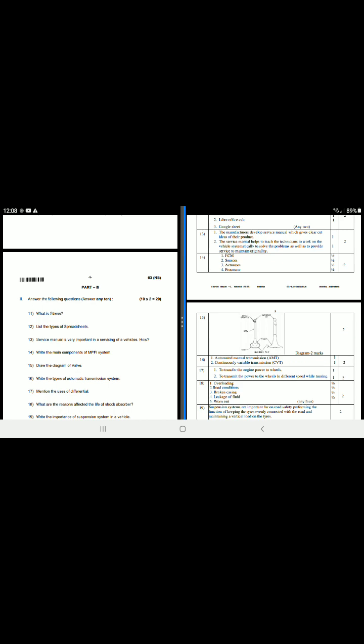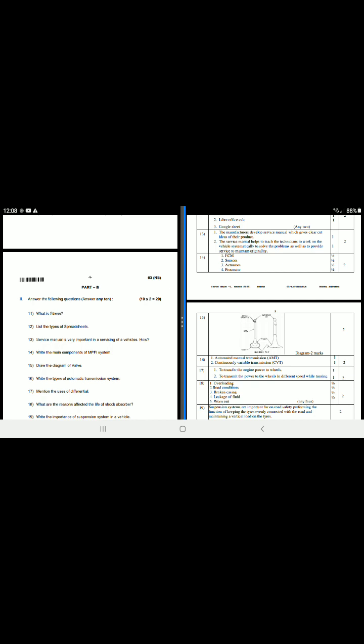Next, 14th question, write the main components of MPFI system. The main components of MPFI system are ECM, sensor, actuator, and processor. Next, 15th one, draw the diagram of valve. This is the diagram of valve that you have to draw. You will get 2 marks for it. Next, 16th question, write the types of automatic transmission system. The types are automatic manual transmission and continuously variable transmission.